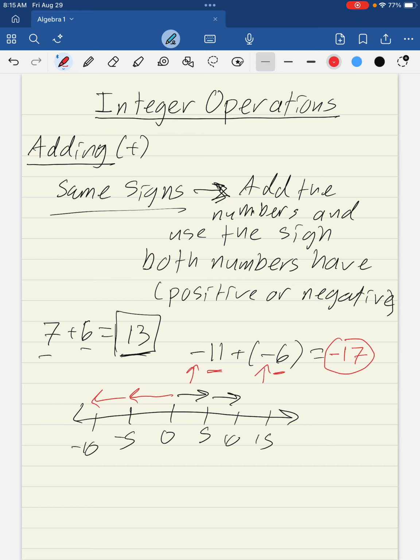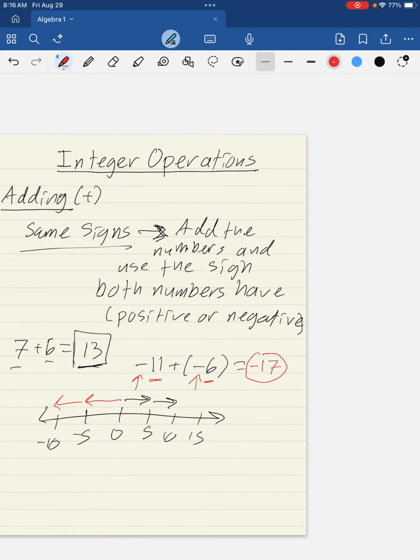We just add the numbers together and use the same sign. Again, same sign was negative for this guy, so our answer is negative. And here we didn't have any signs, so we're just going to be positive.